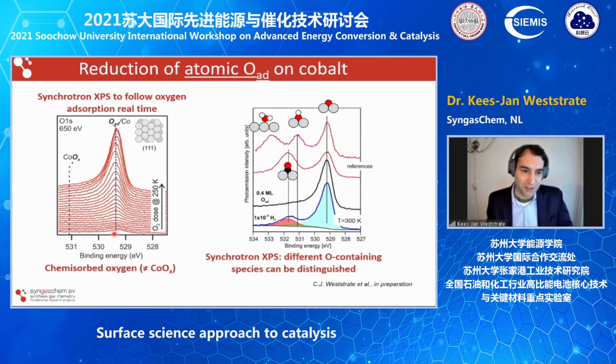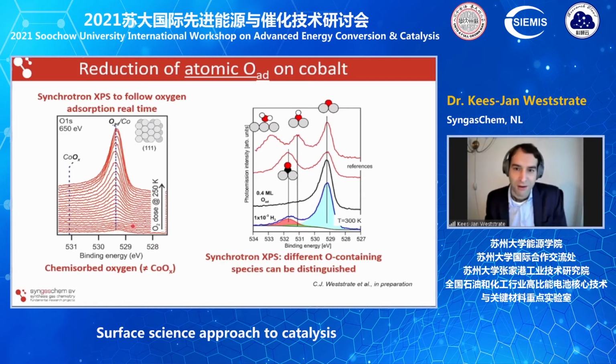And when the peak is at this position, we know we have oxygen atoms on the surface, and it's not cobalt oxide. Cobalt oxide is actually different, and you can see this because it will appear at a different place in the spectrum. So we have atomic oxygen on the surface, and this is what we want to study. So we verify with XPS that we have the right form of oxygen. And then the next thing is we want to react this with hydrogen.